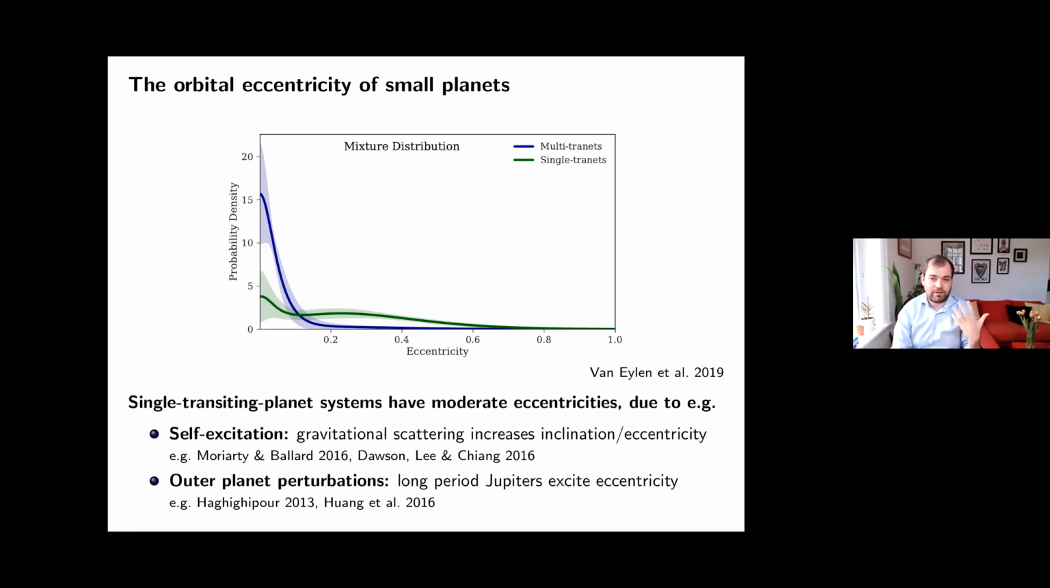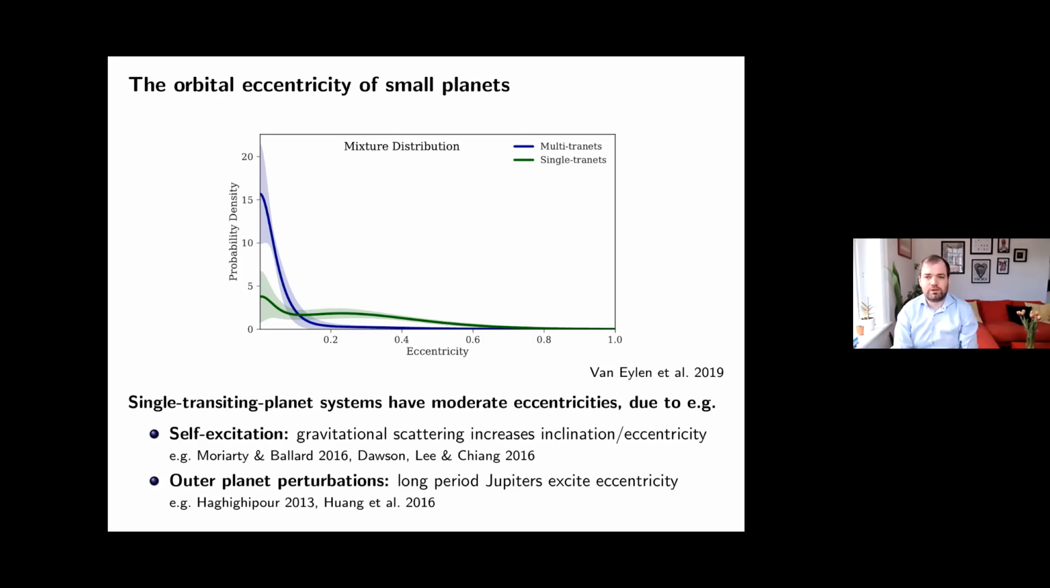And so if that's correct, that means that the single systems with higher eccentricities aren't really single. They are just multis, which are not in the pancake. And so as a result, they would appear to be single with higher eccentricities.